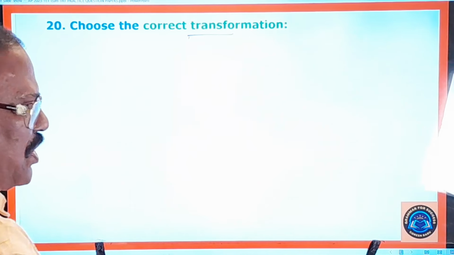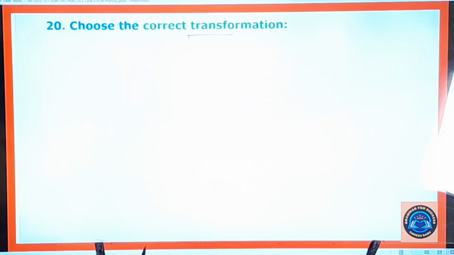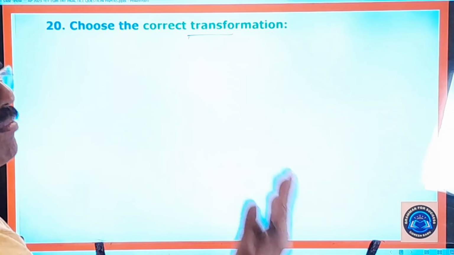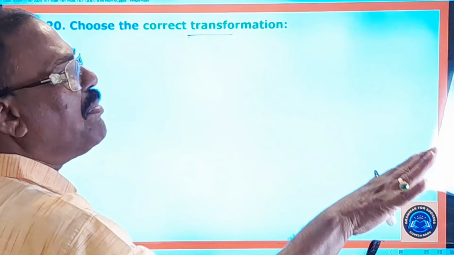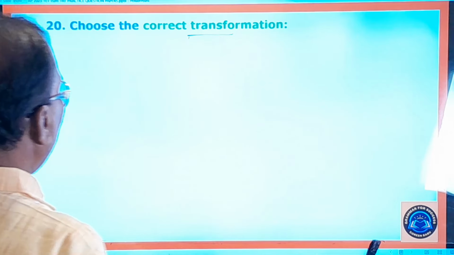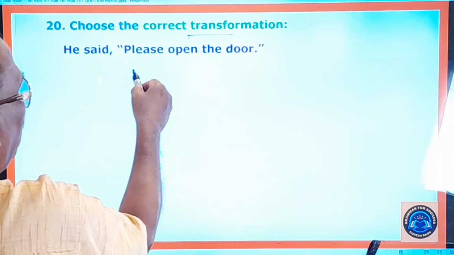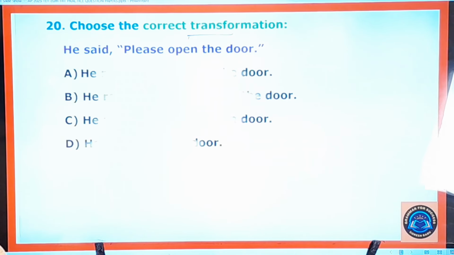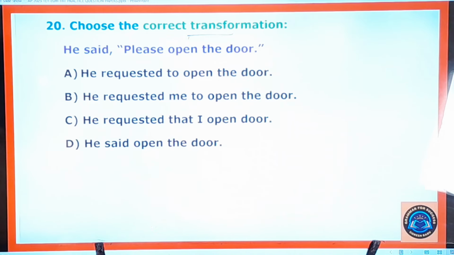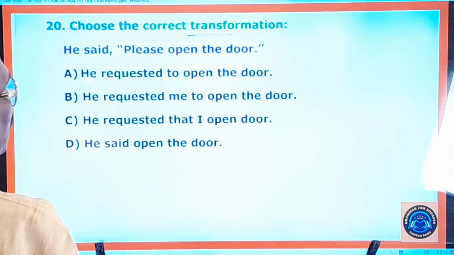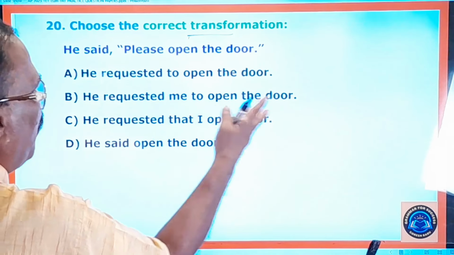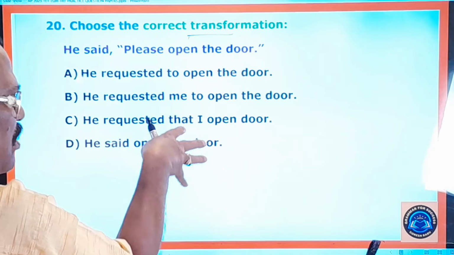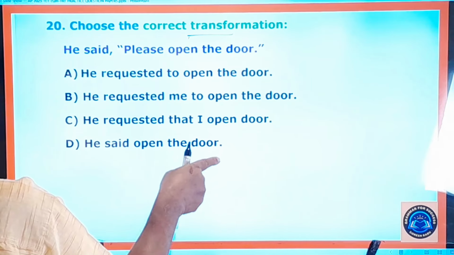20th question, choose the correct transformation. About the transformation, I have already told you in the first video. Transformation means changing one form of a sentence into another form without changing its meaning. That itself is called transformation. And here you pay attention. He said, please open the door. Now this is the sentence given here. You have to transform it. He requested to open the door. He requested me to open the door. He requested that I open the door. He said, open the door. You choose the correctly transformed sentence.